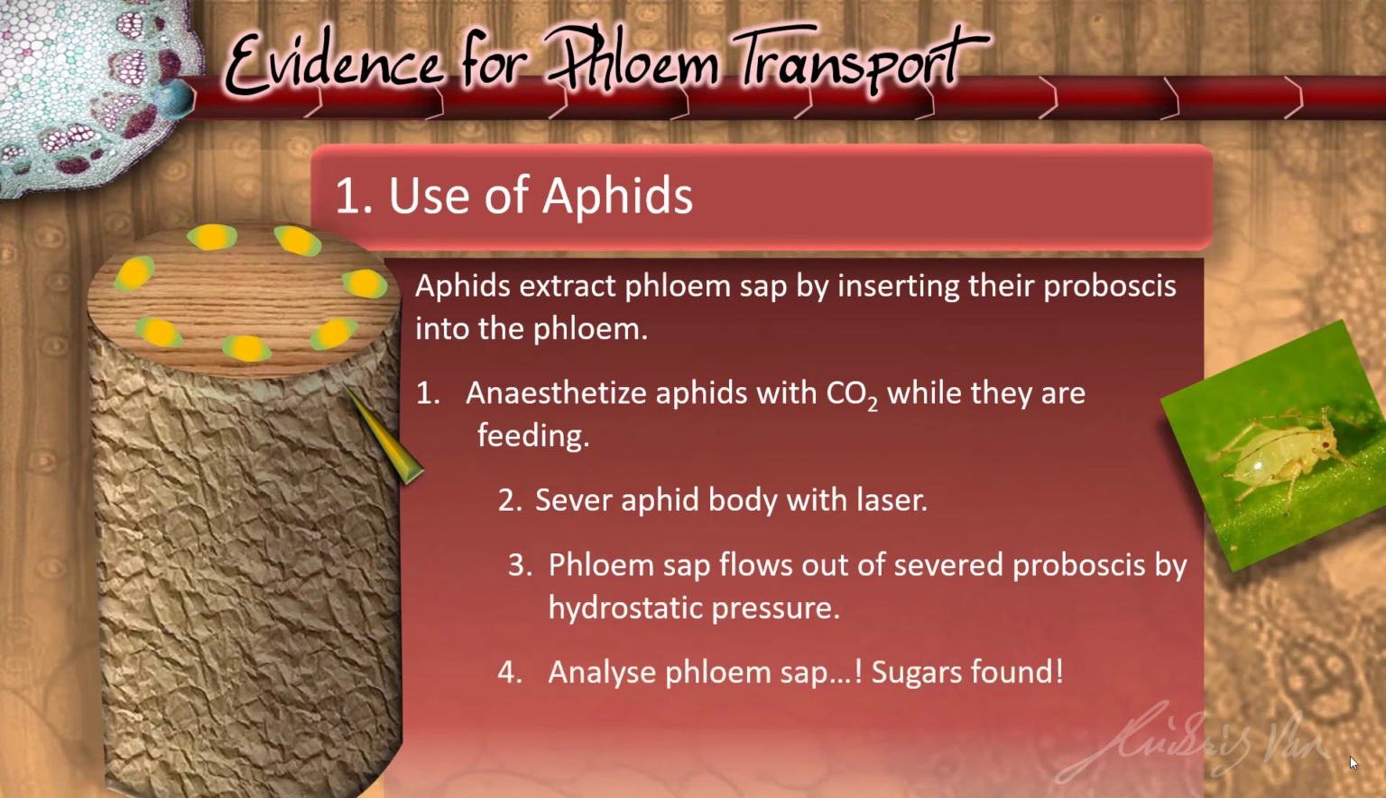And when we analyze the phloem sap, we found sugar. In this case, is sucrose. So from this, we can tell that phloem is used to transport food, since analyzing the proboscis, which is poked into the phloem, detects food.